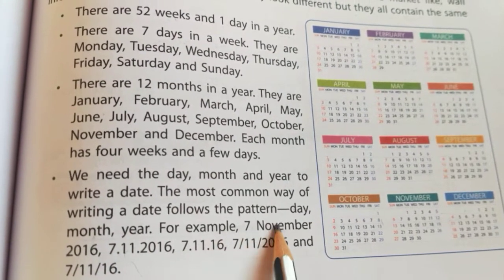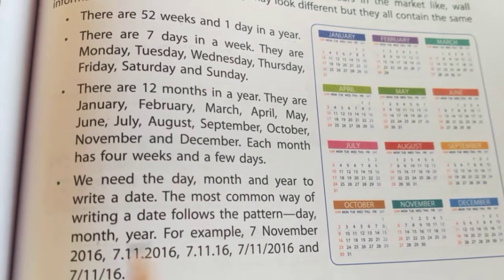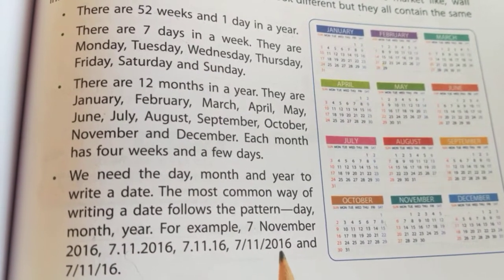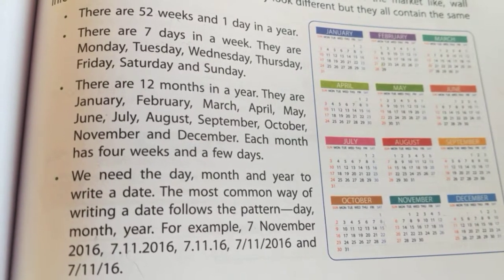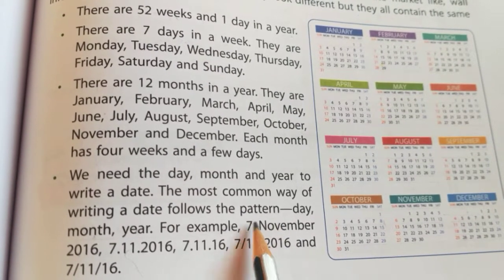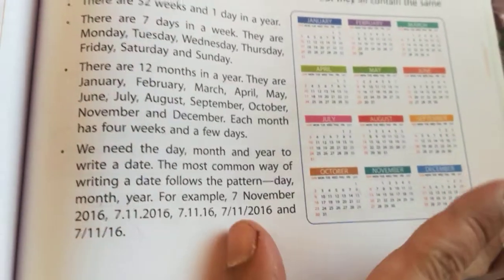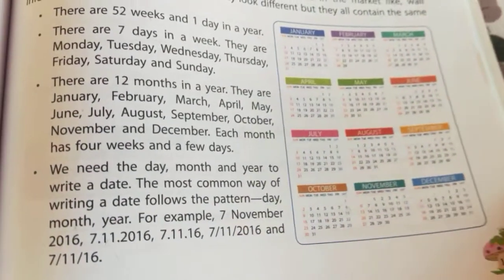Which day is it? It is 7th of November, 2016. Suppose we were talking about today, we would have written 3rd of December 2021. Okay, now to the next page.